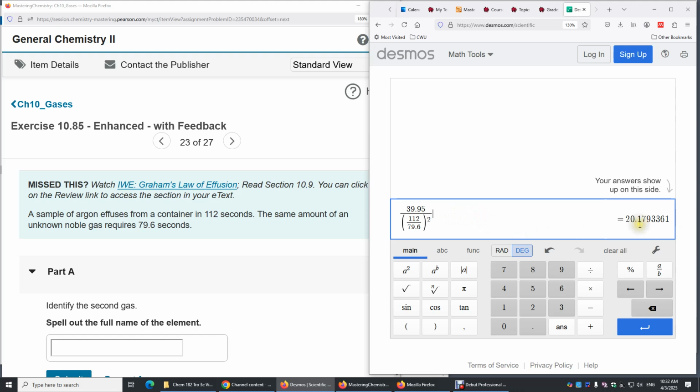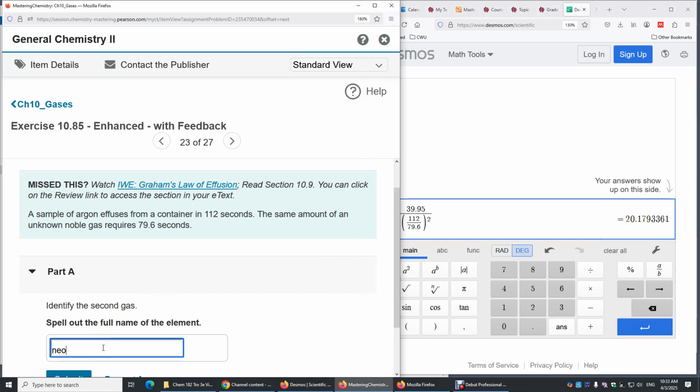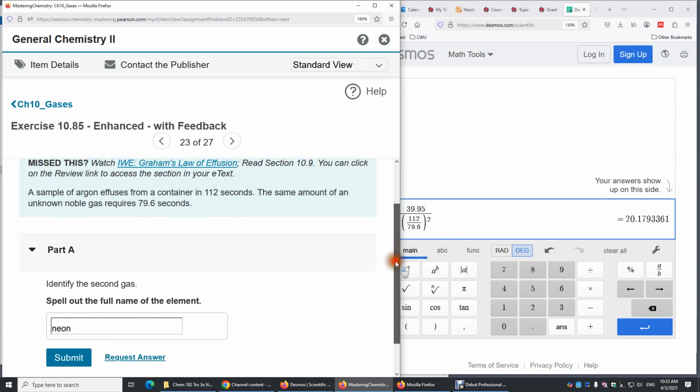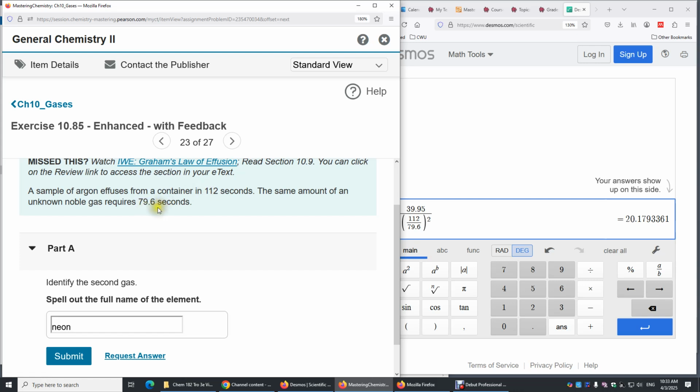Let's see, X is 20.18. So we use this data to determine the second gas. Which noble gas has a molar mass of 20.18? It's neon. And actually, we can just look at these two numbers and know the second noble gas moves faster, so it should be lighter. So it has to be neon or helium because it's a noble gas.